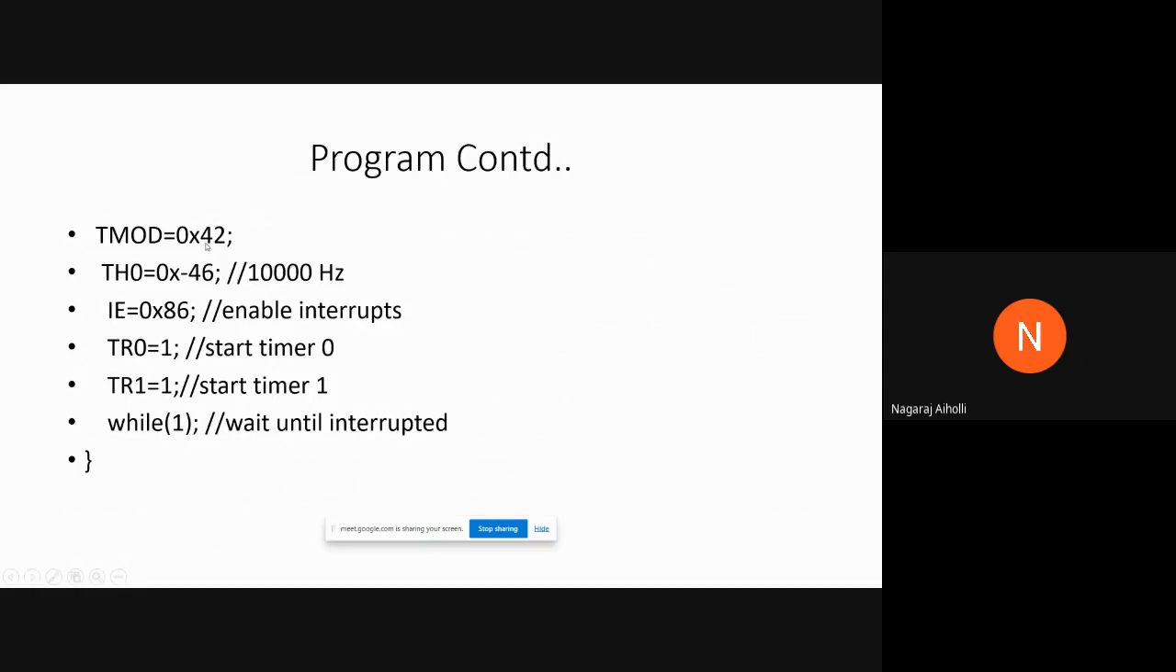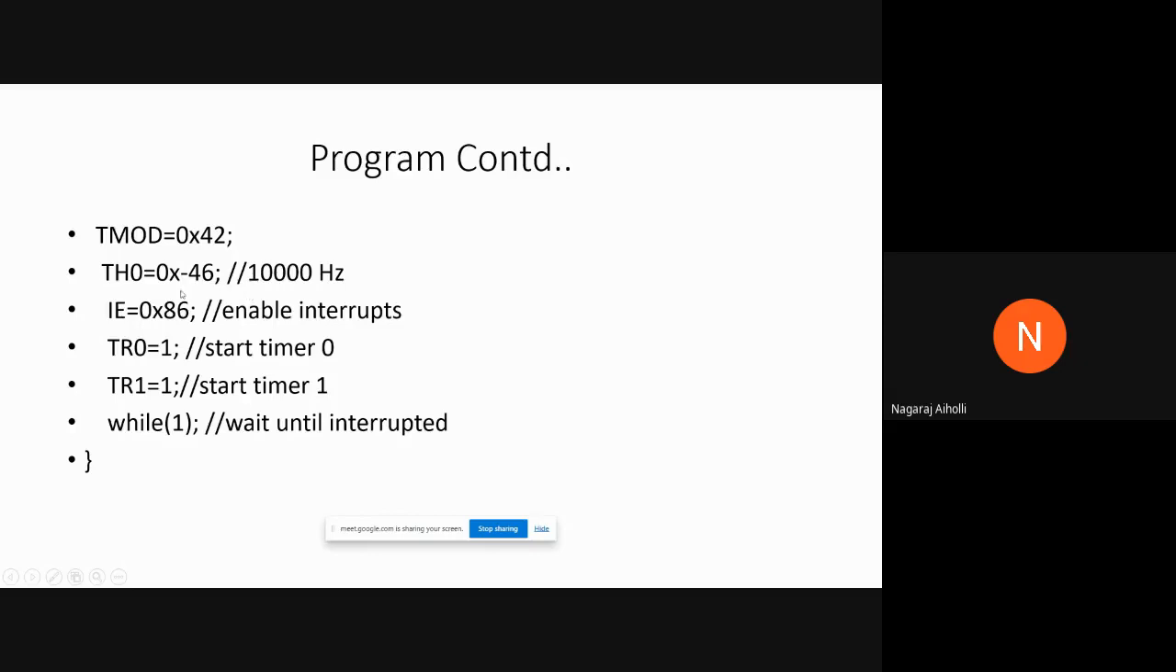Gate, C/T bar, M1, M0. So if the C bit is 1, then it is used as a counter. So it is 0100 for the upper 4 bits. Then the lower 4 bits are for timer 0. We are using timer 0 in mode 2. That is why it is 0010. And the starting value, as I told, is minus 46 for 10,000 Hz frequency.